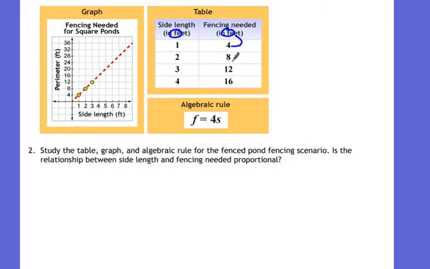So I'm at the origin, and it's a straight line because it increased by 4. So that table says it's proportional, and it's in the form of y equals kx. So my equation is also proportional. So all 3 of them said yes, it is proportional.